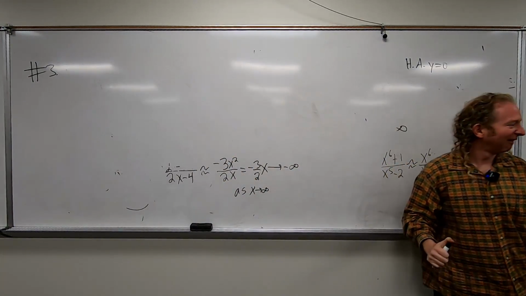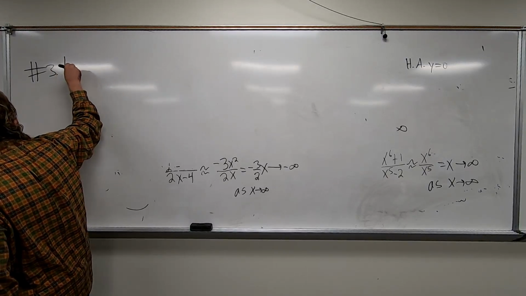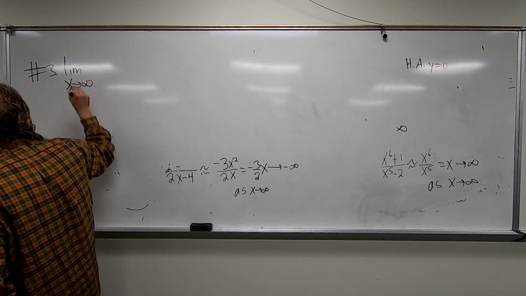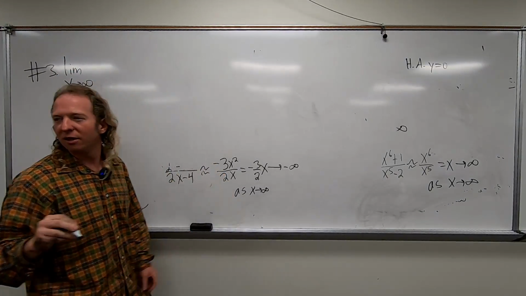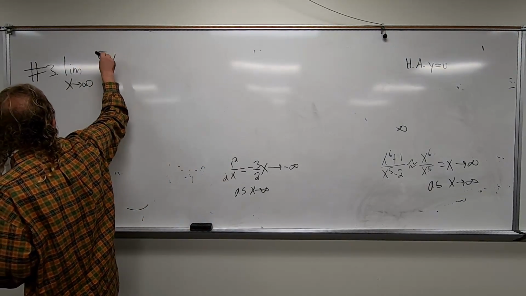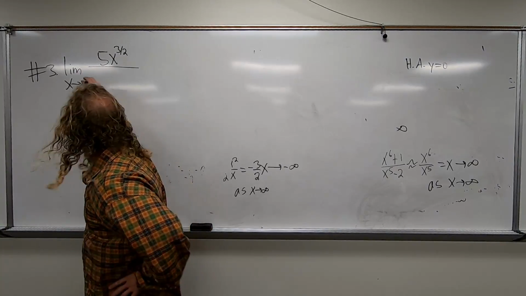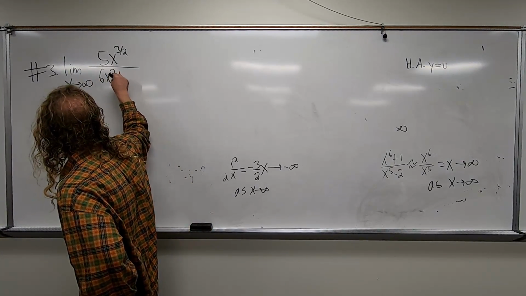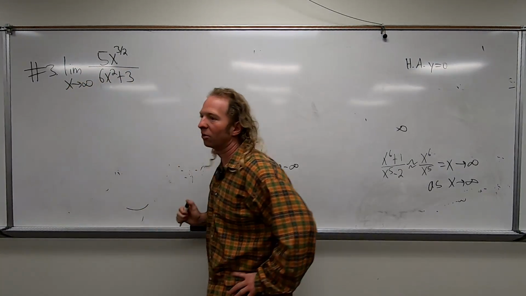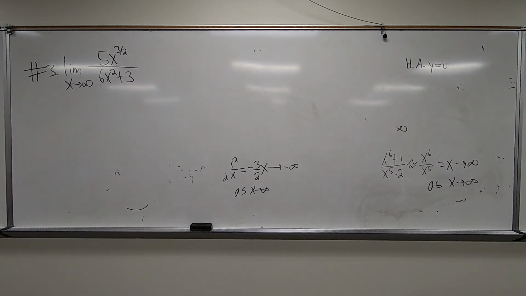Limit as x goes to infinity. And what's the top in this case? 5x to the power of 3 over 2, and then 6x squared plus 3. Plus 3, like this? Cool. Thank you, Josh.